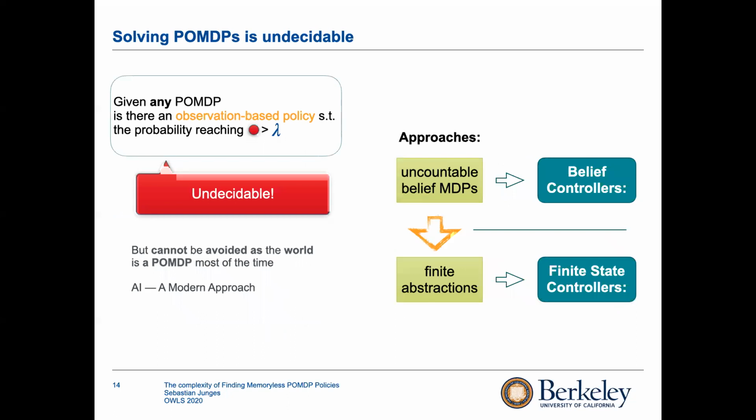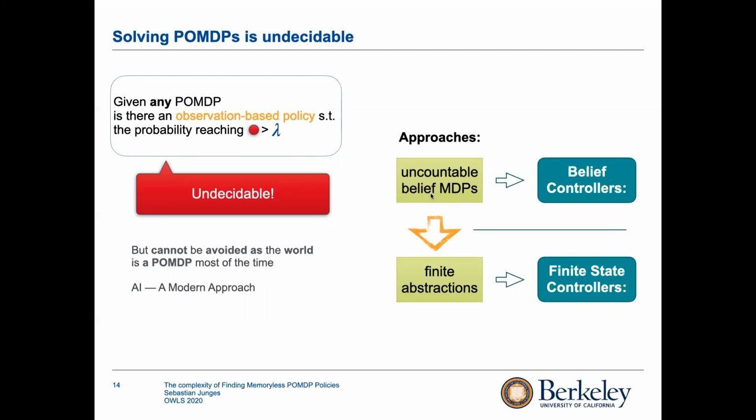Sadly, this problem is undecidable. And then there's this very nice quote from the Artificial Intelligence: A Modern Approach book, where they say, well, but we cannot avoid using POMDPs as the real world is a POMDP most of the time. And so indeed in operations research, in AI, and recently more and more in verification, people are looking at solving this problem with some approximations. Let me say that even the approximative version of this problem is still undecidable.